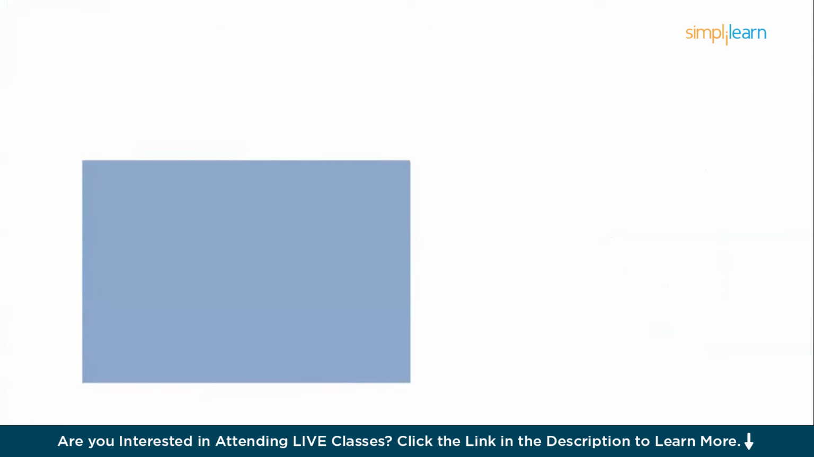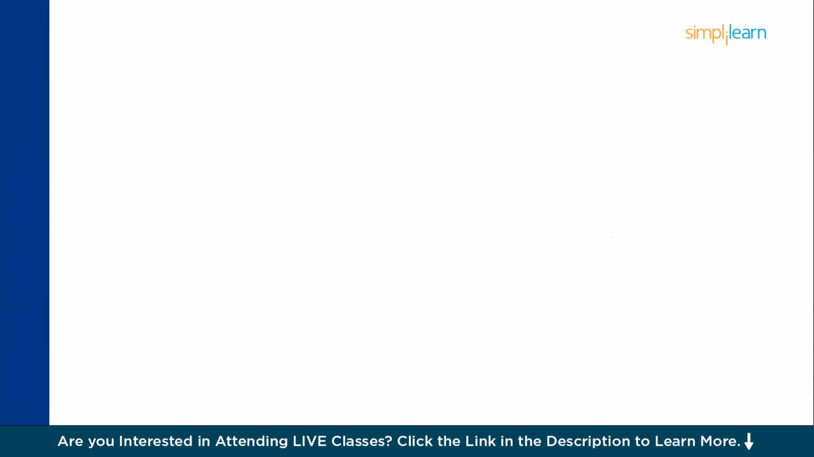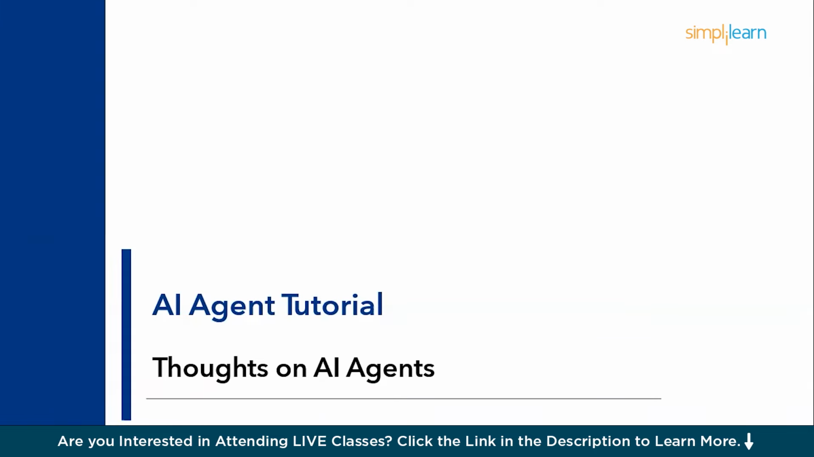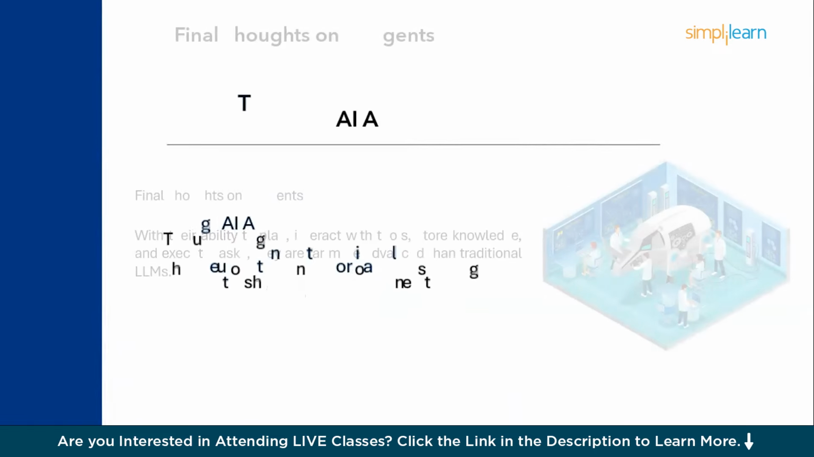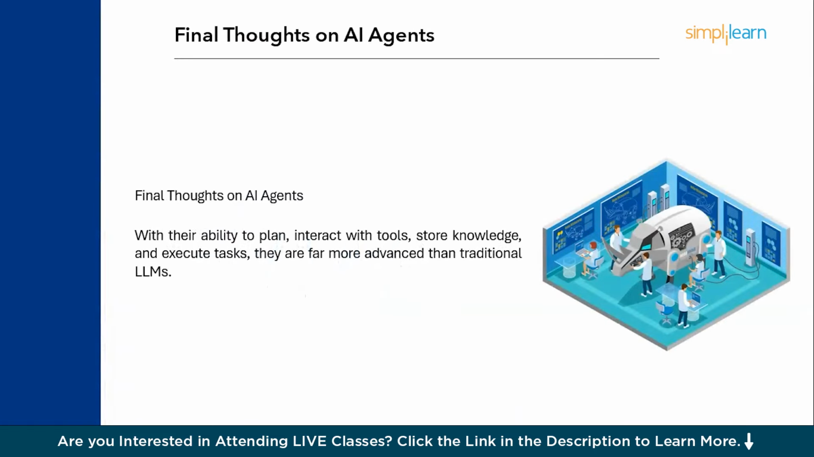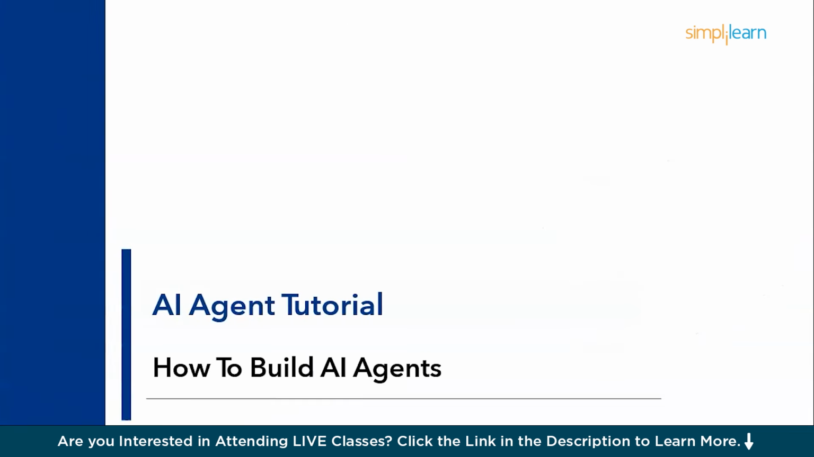Now let's go through the next point where we will have some final thoughts before getting started with the live demonstration. So, coming to the final thoughts, AI agents are redefining how we work and interact with technology. With their ability to plan, interact with tools, store knowledge, and execute tasks, they are far more advanced than traditional LLMs. Now that we have discussed the theory part of today's session, let's move ahead to the next part where we will have some hands-on demonstration on how to build AI agents.